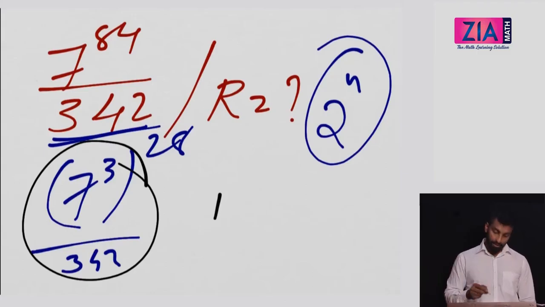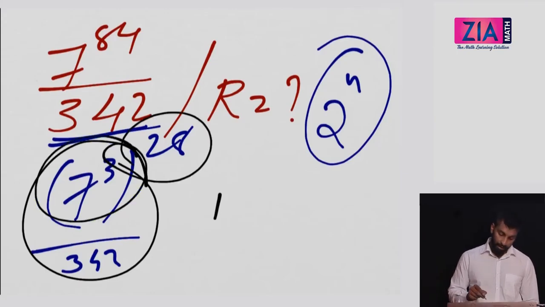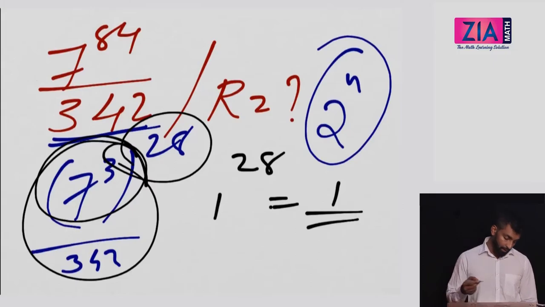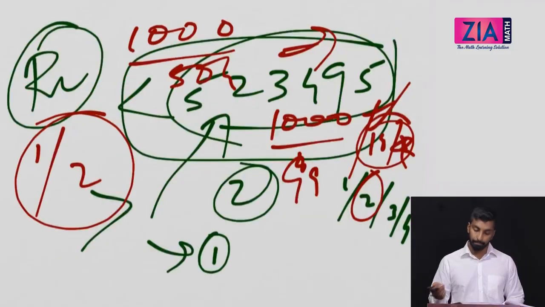So how many times can you factorize like that? 7 cube will be there for 28 times, right? So 1 raised to 28 is 1. Answer for this question is option B, right?